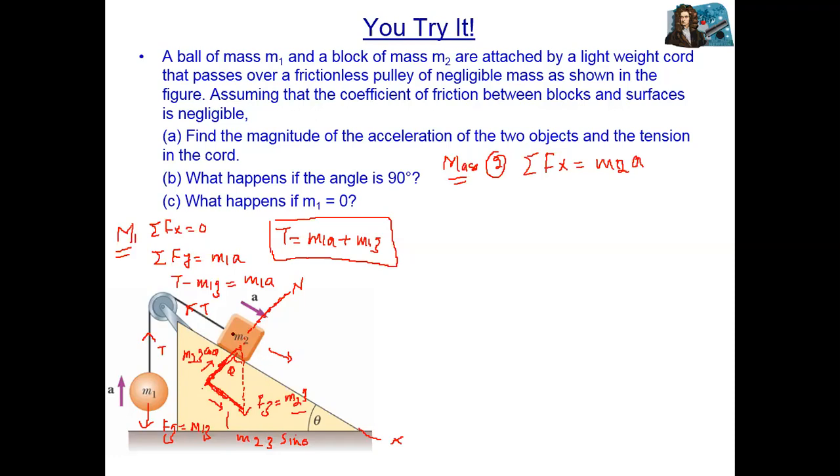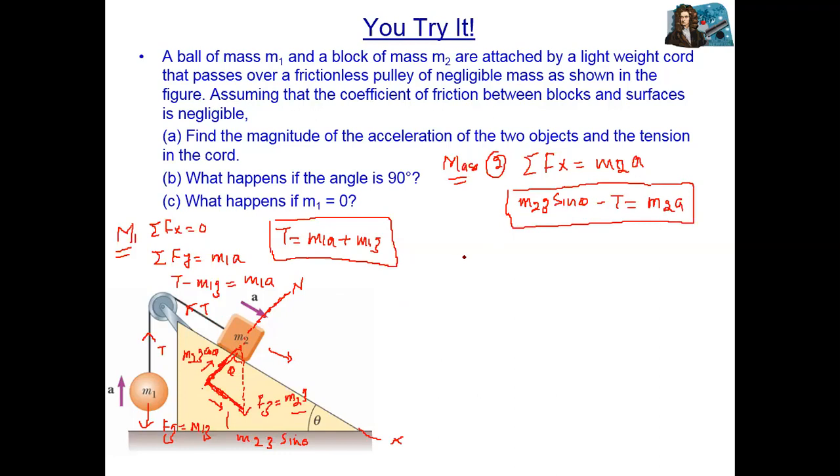So the forces along the x-axis are tension and this component of the gravitational force, m2g sine theta. If we take m2g sine theta on the positive axis and tension on the negative axis, this will be m2 into g sine theta minus tension is equal to m2a. This is the first equation for mass number 2.